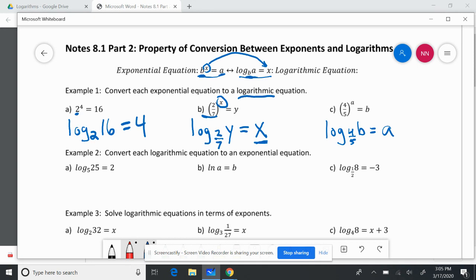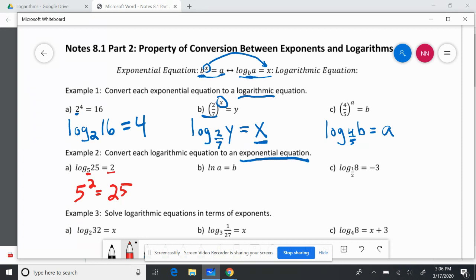Now for example 2, what we're going to do is the converse. This time, we're going to write an exponential equation. So our base number is 5, so we're going to put a 5. Remember, the exponent is always by itself in a logarithmic equation, so 5 squared equals 25. And we know it's true because 5 squared is 25.